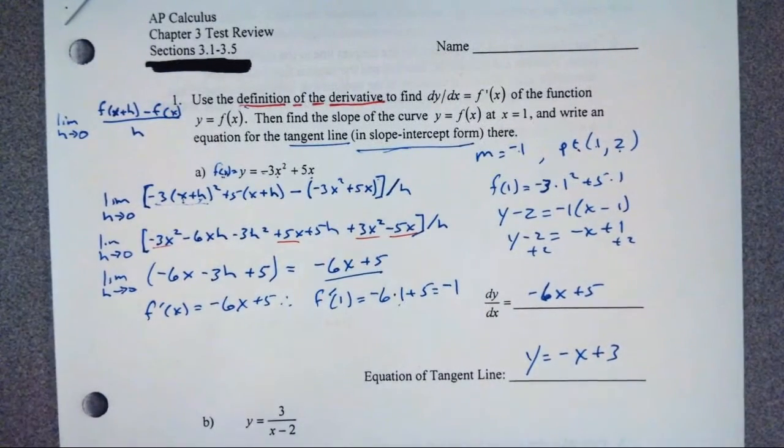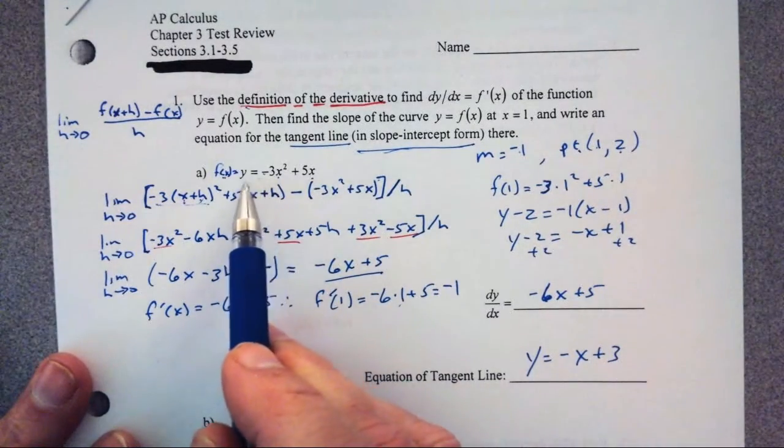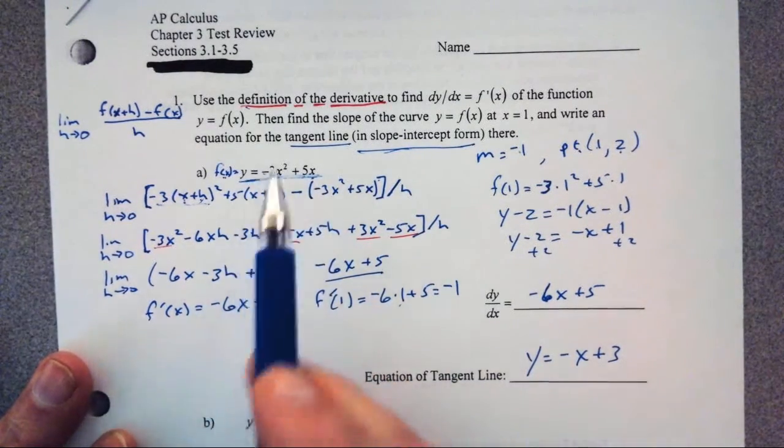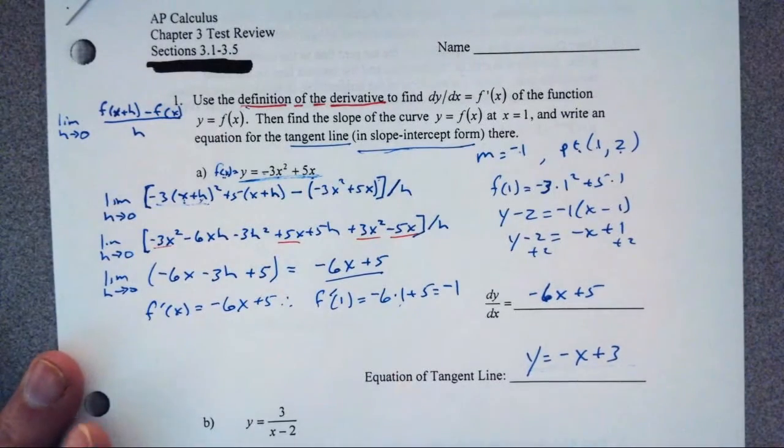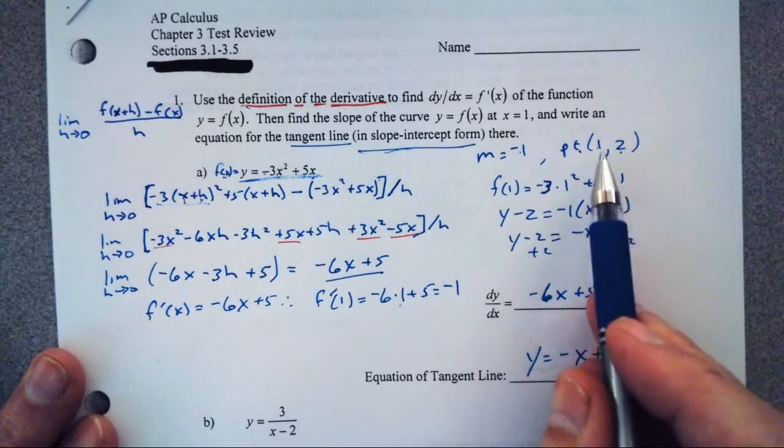And we may not have time to come back and check that, but if I had time, I'd be really interested in graphing this versus that and seeing if it does look like a tangent line at the point (1, 2).